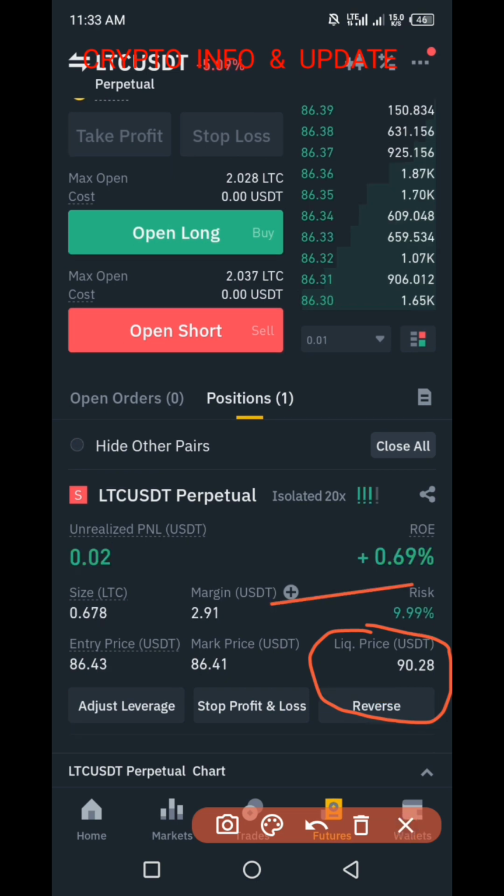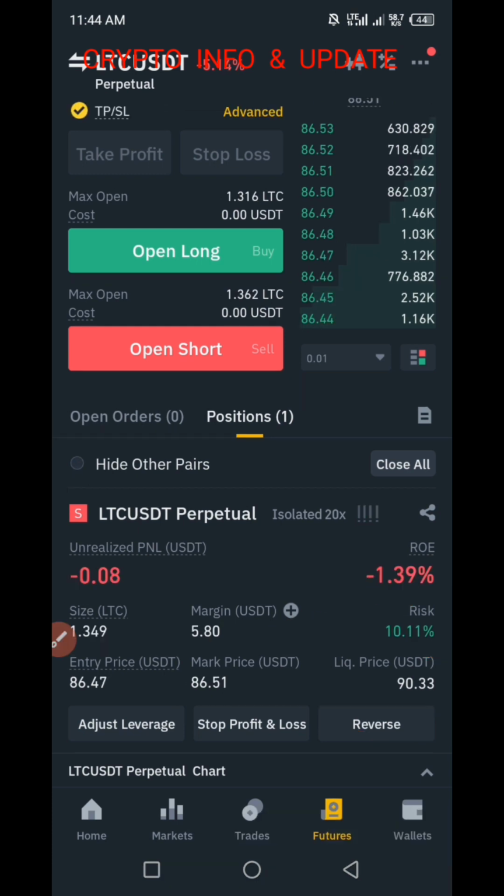So the first entry price, which is 86.43, the liquidation price for that first entry price was 90.28. Now, look at the liquidation price after the second entry price was later filled. The new liquidation price is 90.33. The initial liquidation price was 90.28. So you can see there was an increment. It increased from 90.28 to 90.33. So your liquidation price was pushed a little bit upward.